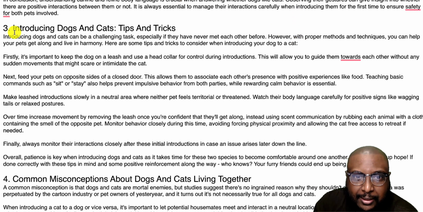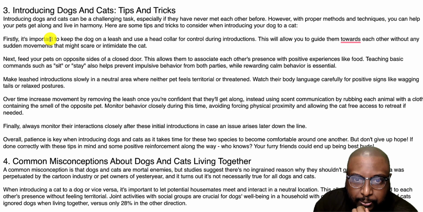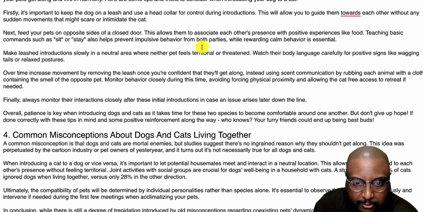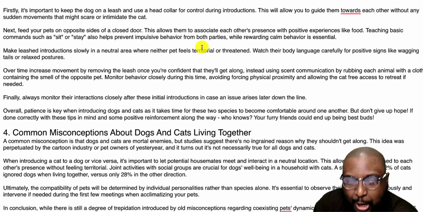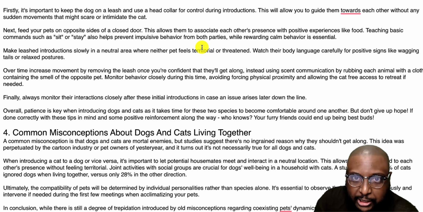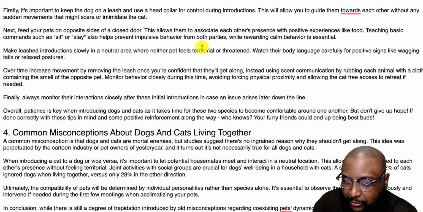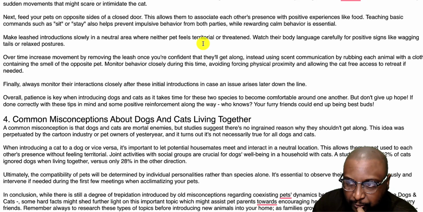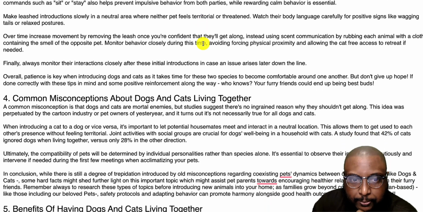Very good. Introducing dogs and cats, tips and tricks. All right. First, it's important to keep the dog on a leash. Use a head collar. So it's giving concrete information that someone who's actually researching this, if they come across this kind of article, will find very, very useful for their purpose.